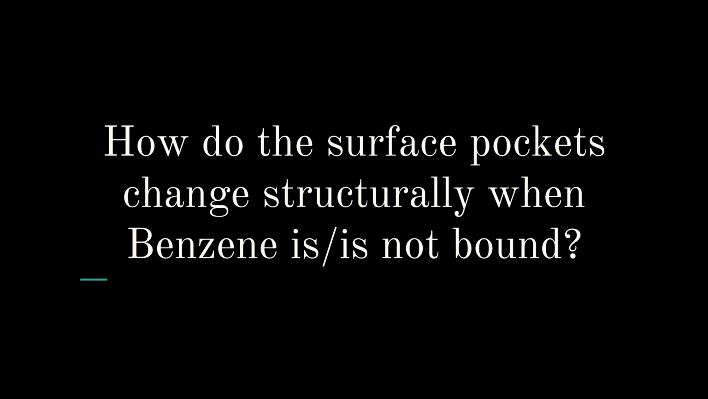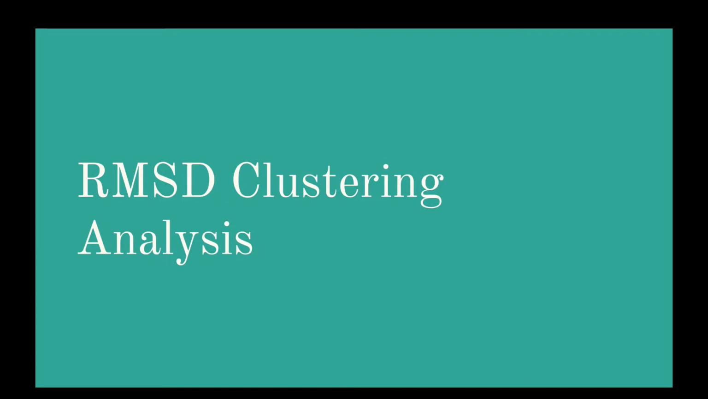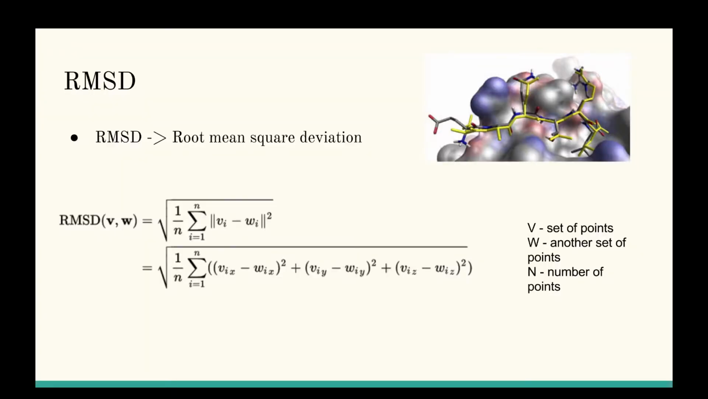Benzene binding to the T4 lysozyme surface pockets perhaps leads to unknown structural changes that we will be analyzing with RMSD clustering analysis. RMSD stands for root mean squared deviation and helps us measure the similarity between 2 protein conformations, or structures. On the bottom is the formula used to calculate the RMSD.